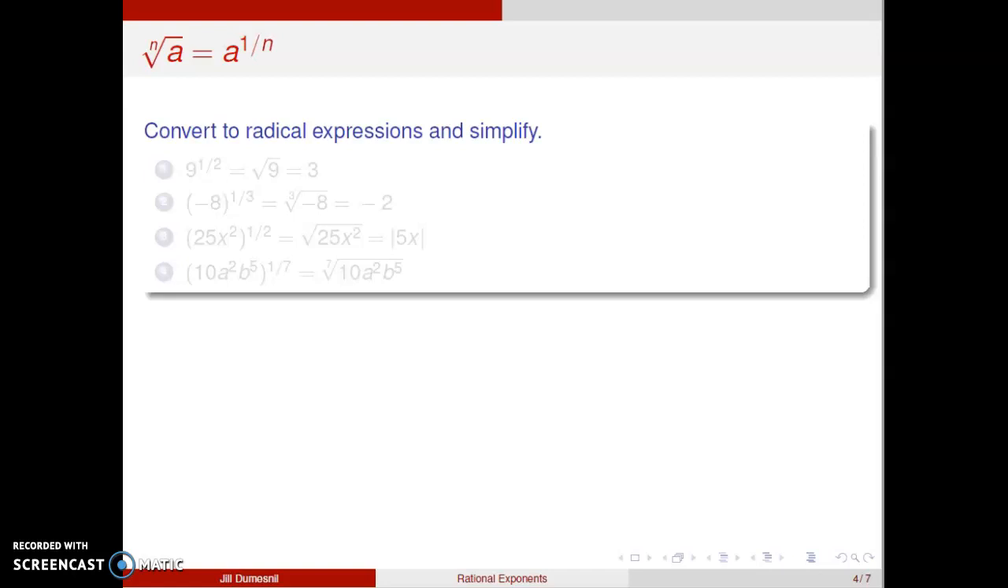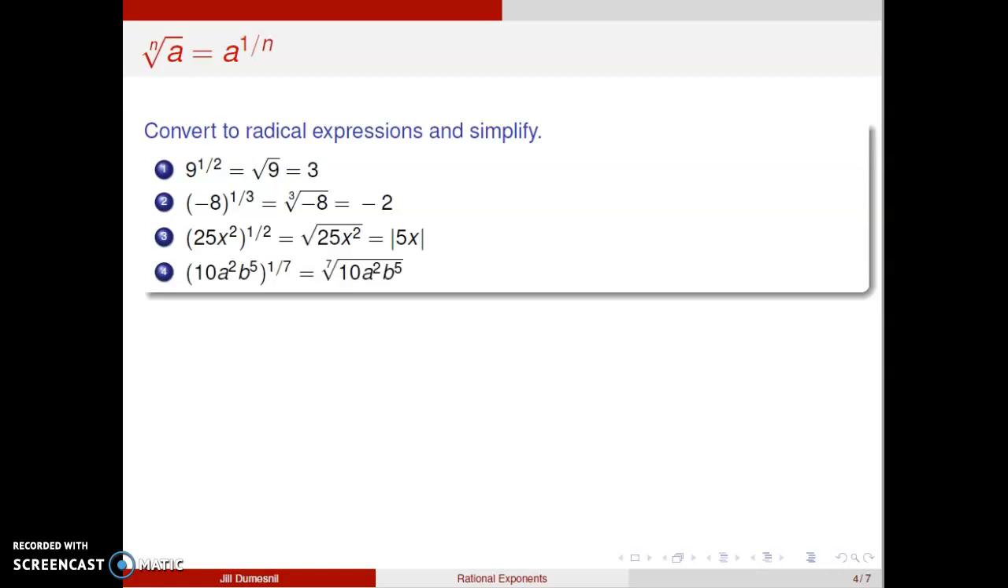Using the same principle, we can convert expressions with fractional exponents to radicals. 9 to the 1/2 power is the square root of 9, which equals 3. Similarly, -8 to the 1/3 power is the cube root of -8, which equals -2. 25x squared raised to the 1/2 power equals the square root of 25x squared, which equals the absolute value of 5x. We need the absolute value here since the quantity x can be either positive or negative. Finally, the 1/7 power means the 7th root.